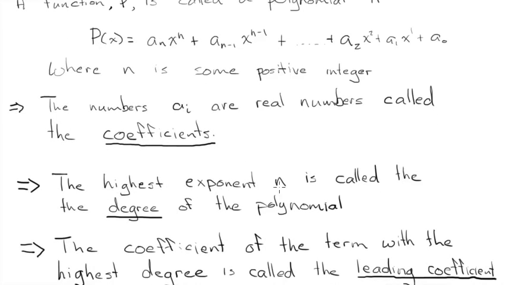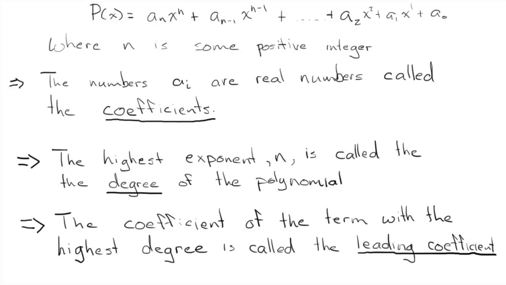The highest degree exponent n, usually that's the one we write first. Usually we write it in descending order of the powers on x. But whatever the highest number is, even if it's not the first one, even if it's not in order, whatever this number n is, we call that the degree of the polynomial. Okay, so you should know what a degree means.